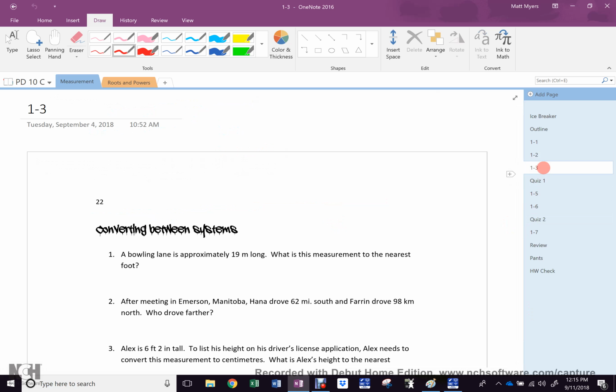All right. So when you turn over onto page 22, we move on to the new thing, which is converting between systems. Somebody always says, Mr. Myers, you didn't leave any room to teach us anything. You're right, I didn't, because I've already taught you everything you need to know. In math, if something happens once, how often does it happen?